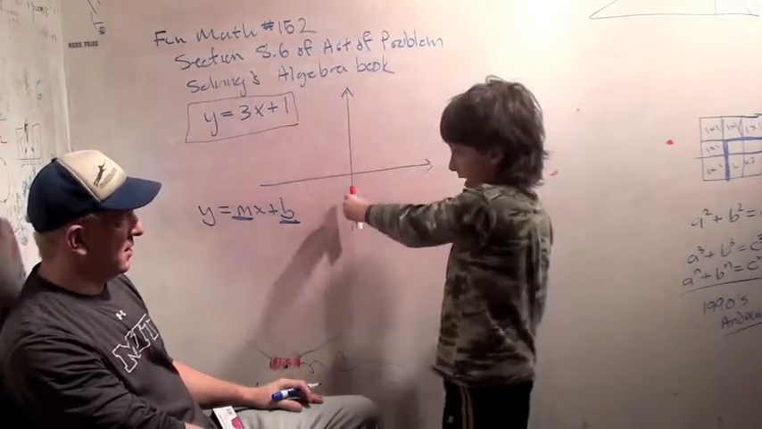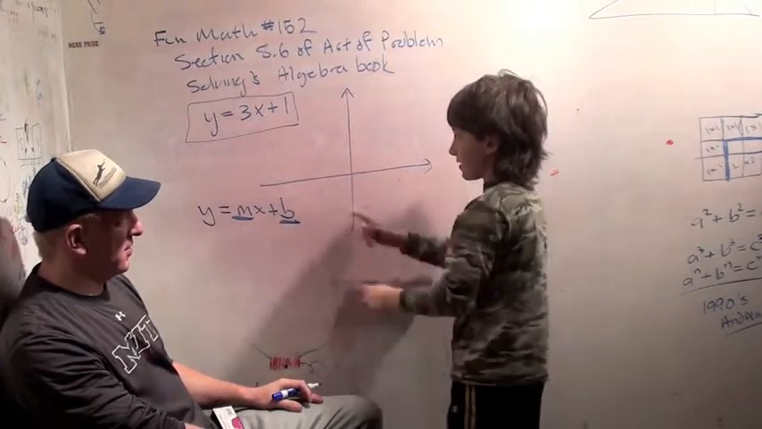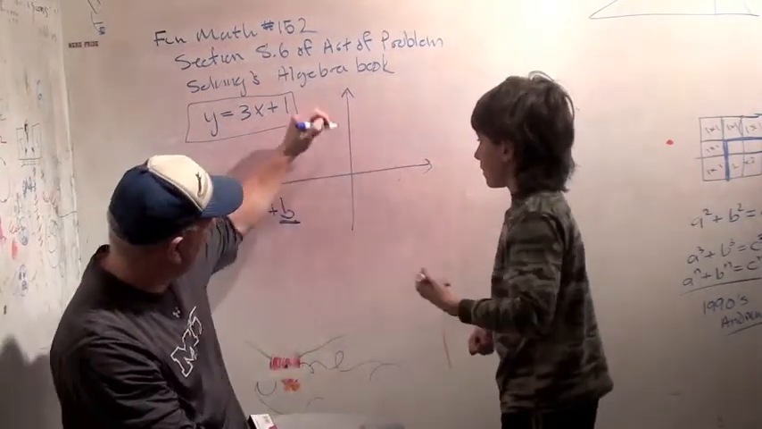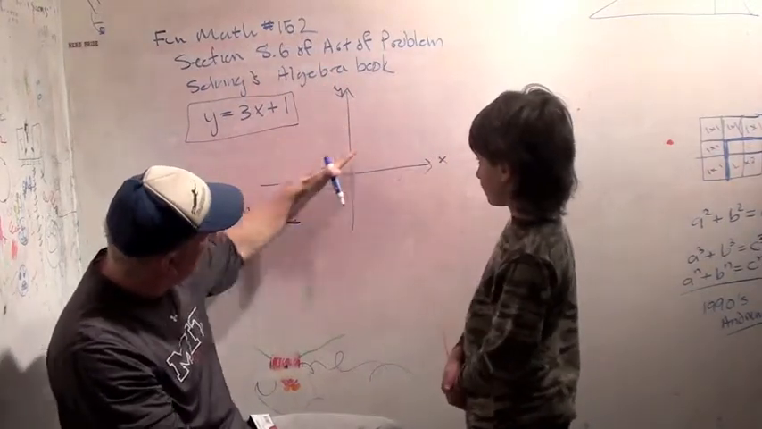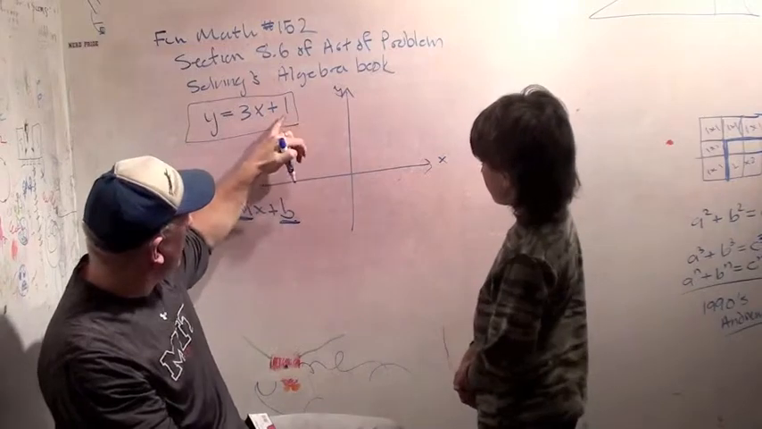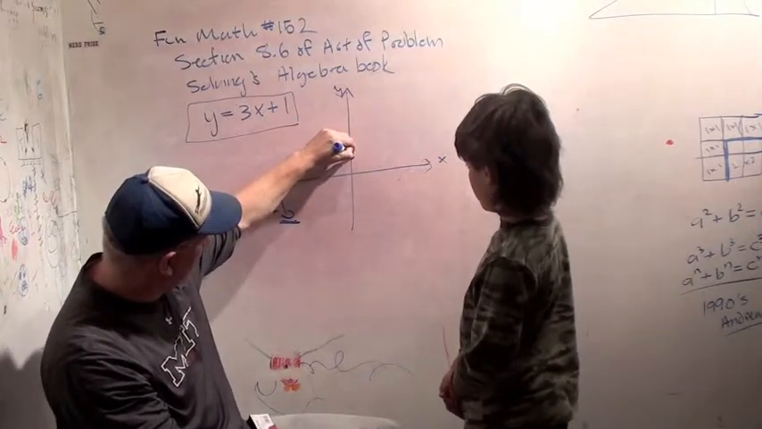It cuts across the y-axis. This is the y-axis, this is the x-axis. The y-intercept is where it cuts across the y-axis. So that happens at y equals 1 for our line.